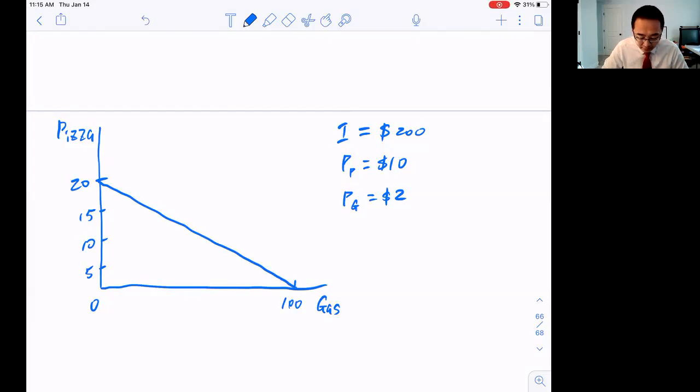Similar to a PPF, this tells you the combination of different goods you can afford to buy. You can buy up to 20 pizzas and no gas, or up to 100 gallons of gas and no pizza, or somewhere in between, where you buy 10 pizzas and 50 gallons of gas. Anything in between. Of course, if you buy something on the inside, that means you are not spending all your money. Anything on the outside, you cannot afford. Does that ring a bell now? So this is your budget constraint.